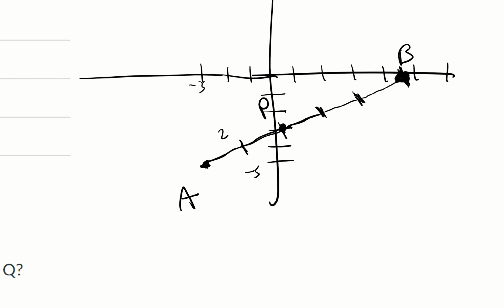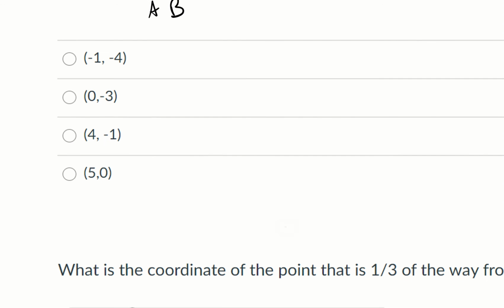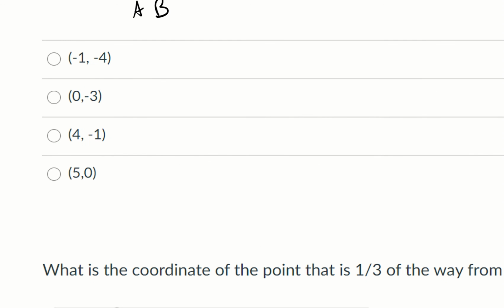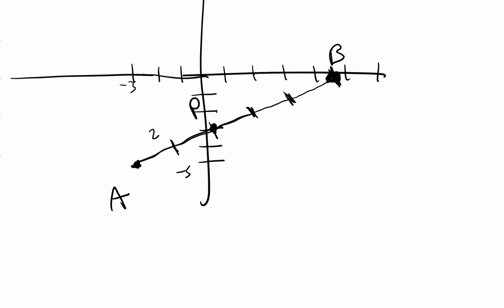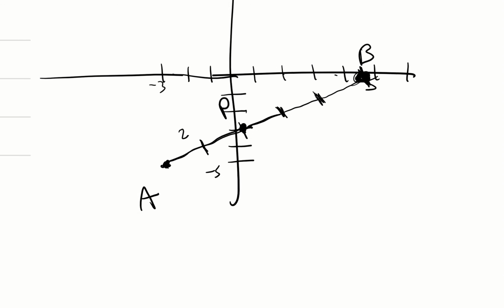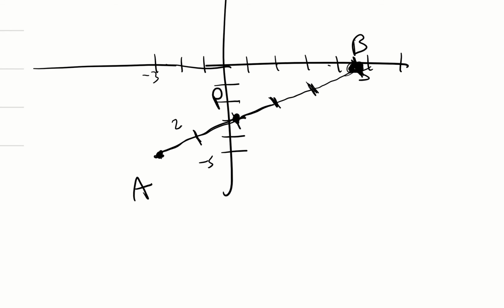All right. And then we can get as close to the answer as possible. It looks pretty close to 5, 0, and maybe 4, -1, but I would say it's closer to 5, 0. Based off of this, 1, 2, 3, 4, 5. Yeah, this is 5, 0. So it's probably closer to 5, 0, based off of my drawing, of course. But let's go ahead and show you how we would do it. So if P is 2 parts away, B is 3 parts away, right?